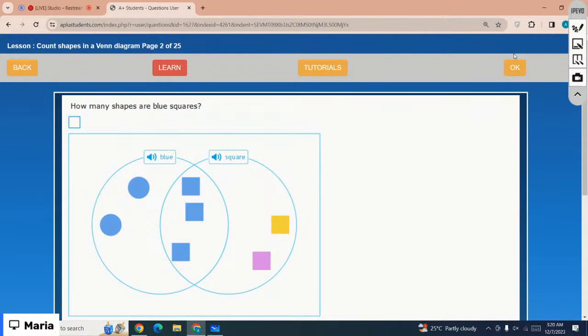The shapes that are blue and the squares. Here is the common portion. You can see here you have one of the diagrams for blue and the other one for squares, right? So, the ones that are blue and squares, you have only three, right? So, the correct option is three, right?